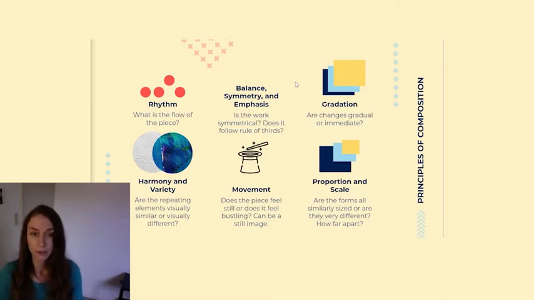Gradation, so are any of the changes color-wise, shape-wise, form-wise, gradual or are they immediate? Are you seeing a lot of contrast or very little contrast? We talked about harmony and variety. So any type of element from the previous slide can be utilized in a harmonious way or can have a lot of variety in it. Are you seeing visual elements repeated often inside of the piece, or are you seeing lots of contrast? Is that creating a sense of balance and emphasis? What exactly is happening there? So all of these things are stacked on top of each other to create a rhetoric of artwork.